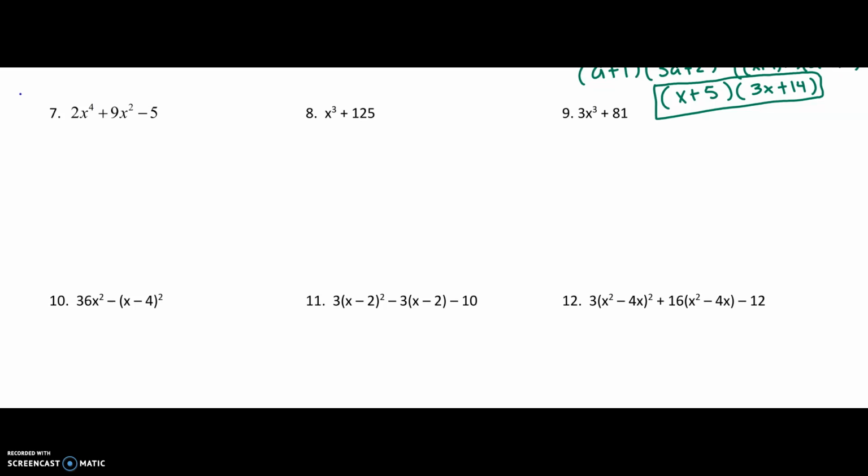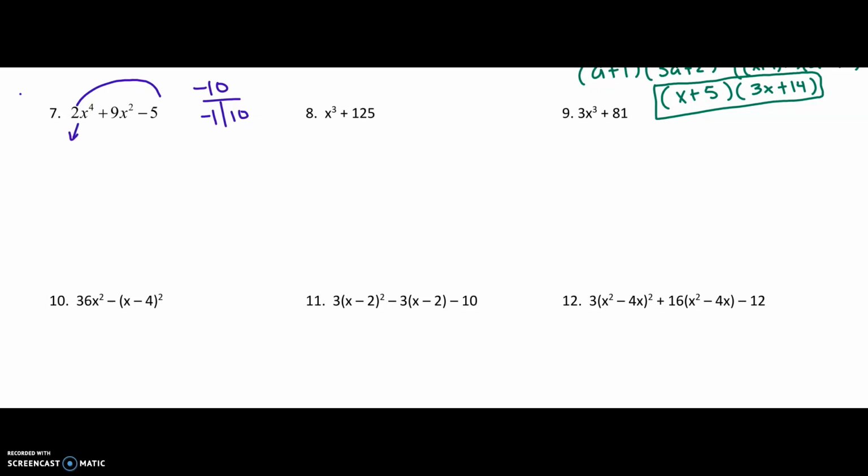I just have to be careful when I make my groups. So to start, I'm going to multiply 2 times negative 5. That gives me negative 10. Factors of negative 10 that add up to 9 would be negative 1 and positive 10. Negative 1 times 10 is negative 10. Negative 1 plus 10 is positive 9.